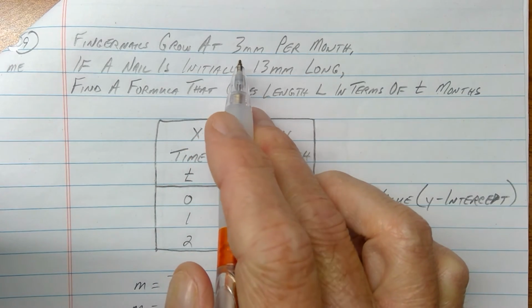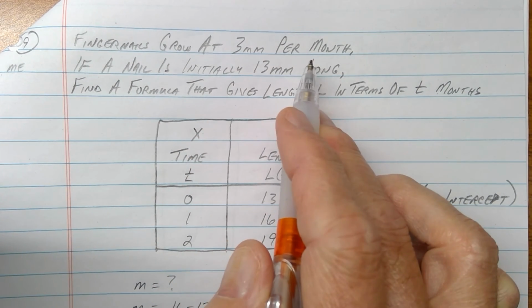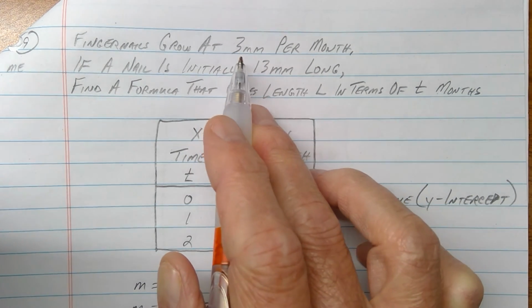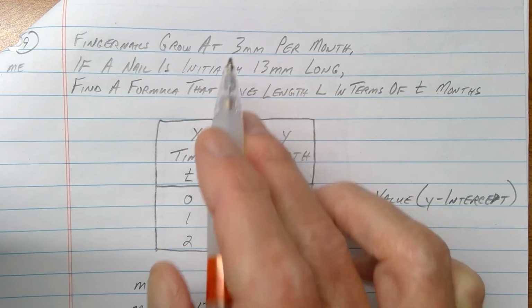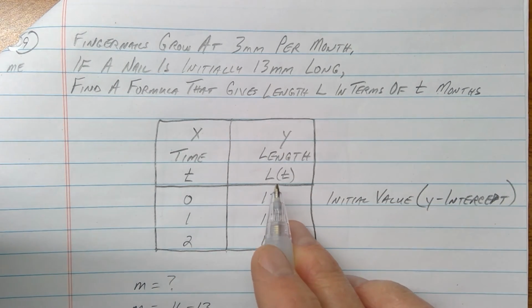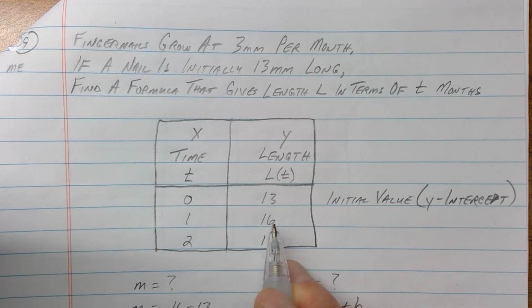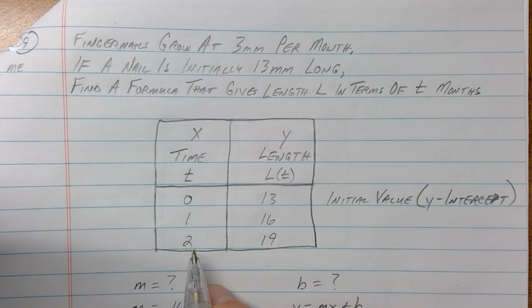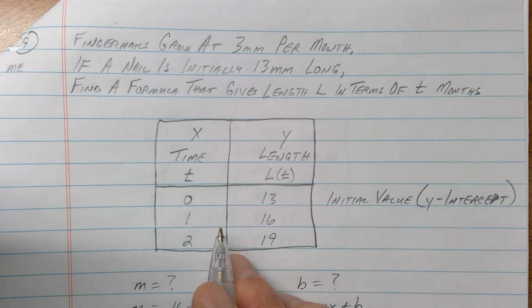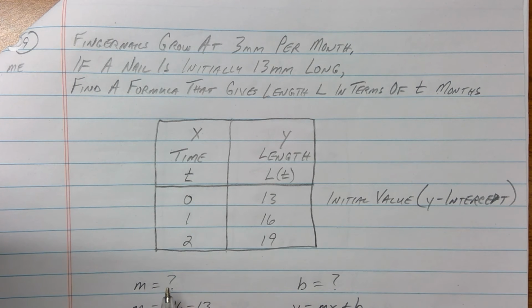And the next piece of information is actually the rate of growth, or the slope. They're telling us that it grows at 3 millimeters per month. Now, if we can spot that this is the slope, that's great. But if not, let's just continue our table. If it's growing 3 millimeters each month, that means the next month it'll be 16 millimeters. And the next month it'll be 19 millimeters long. It's going to grow 3 millimeters every time a month goes by. So I can create this table here, and once you create a table, now you know how to write the equation. First you calculate the slope, and then you calculate the y-intercept.